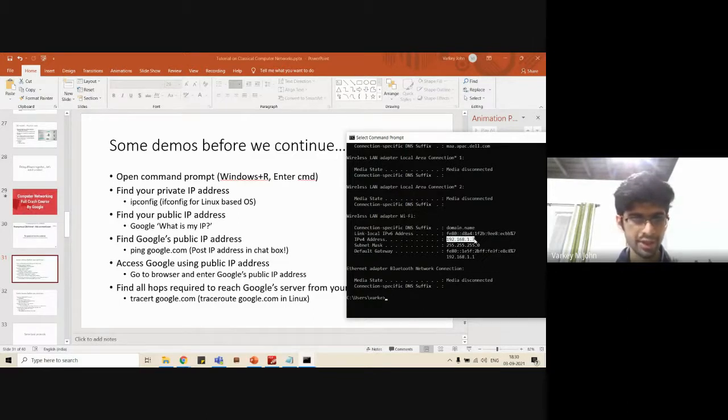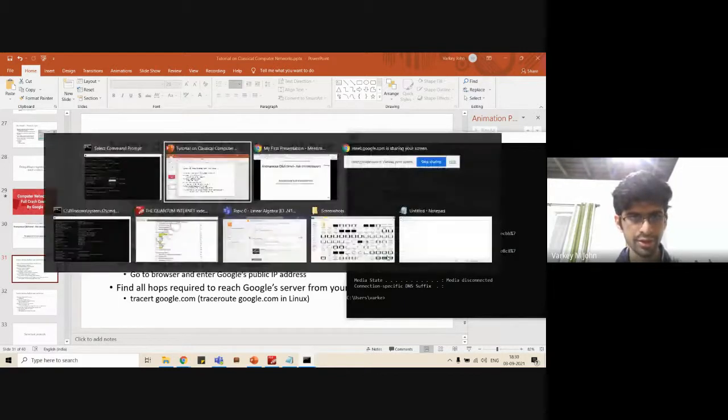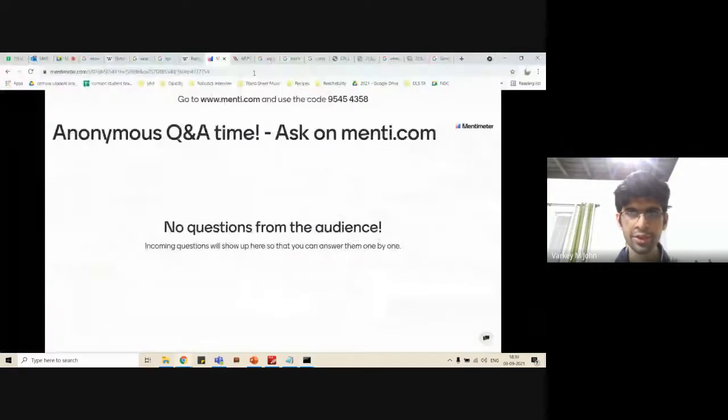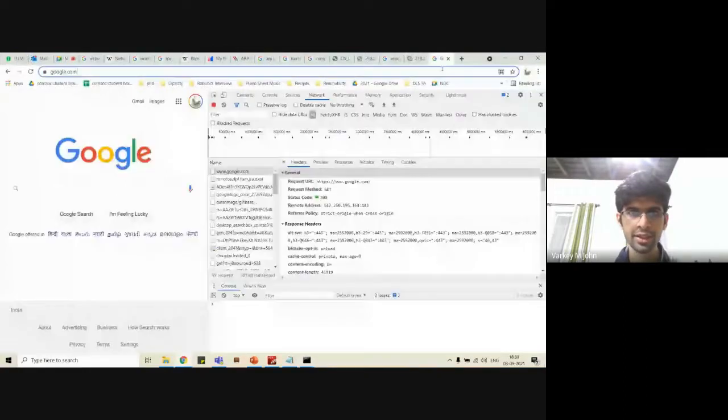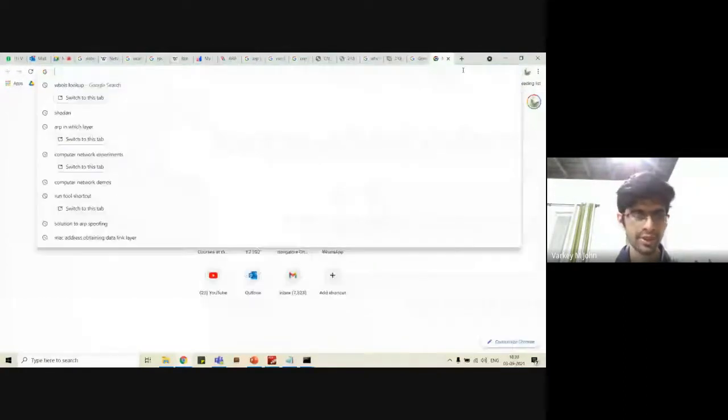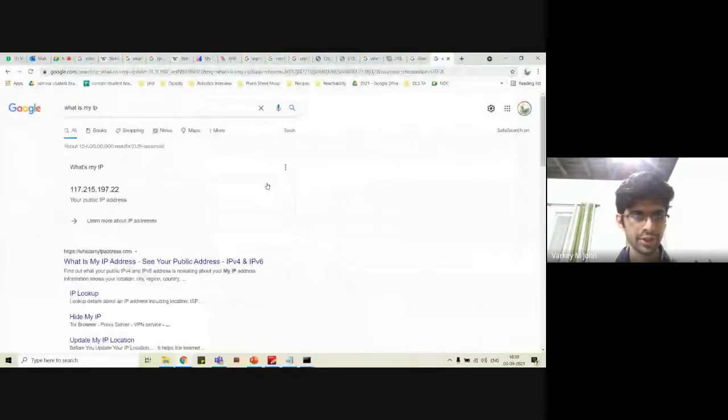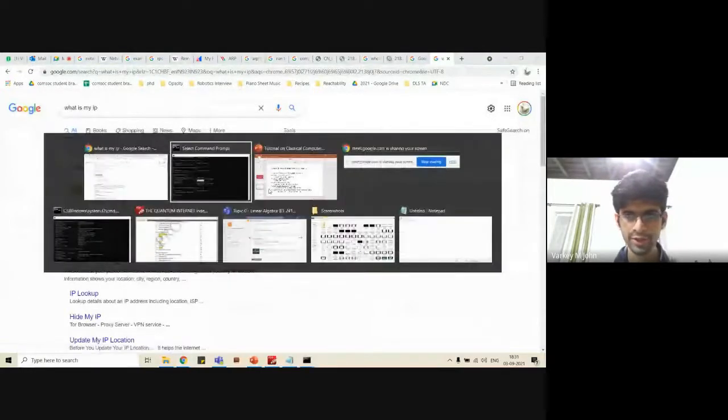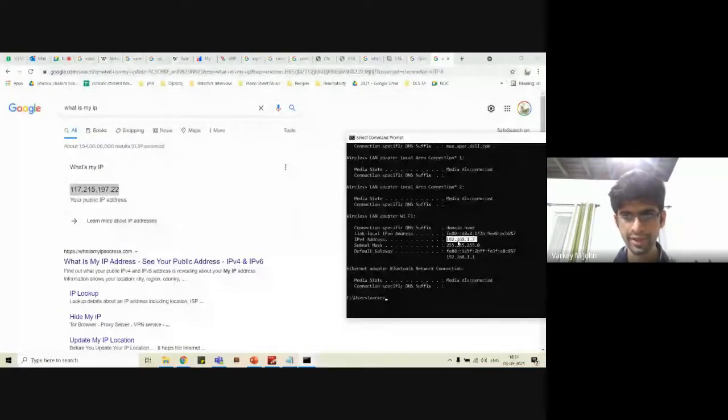Next, we'll try to find my public IP address. For that, we'll just go to google.com and write what is my IP. It shows you a new IP, 117.215.197.22. The previous one was 192.168.1.7. That is the private IP, which is my laptop's IP within my network.